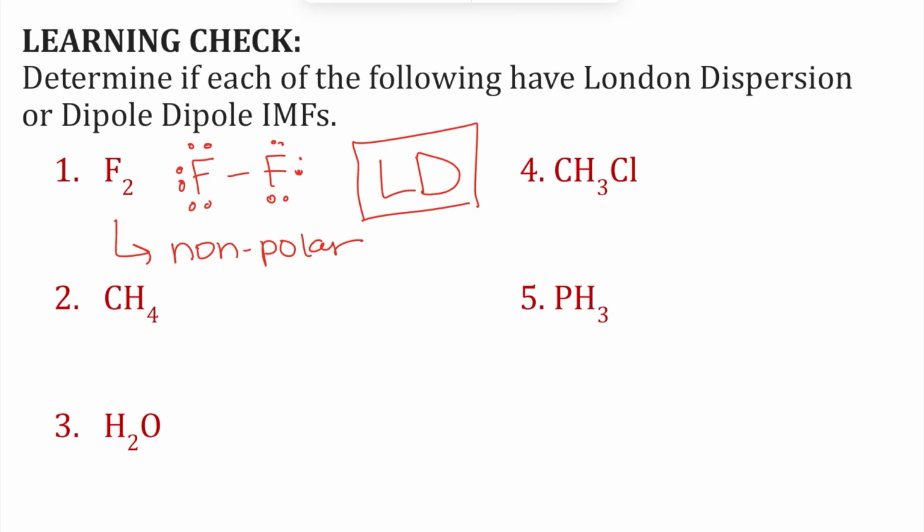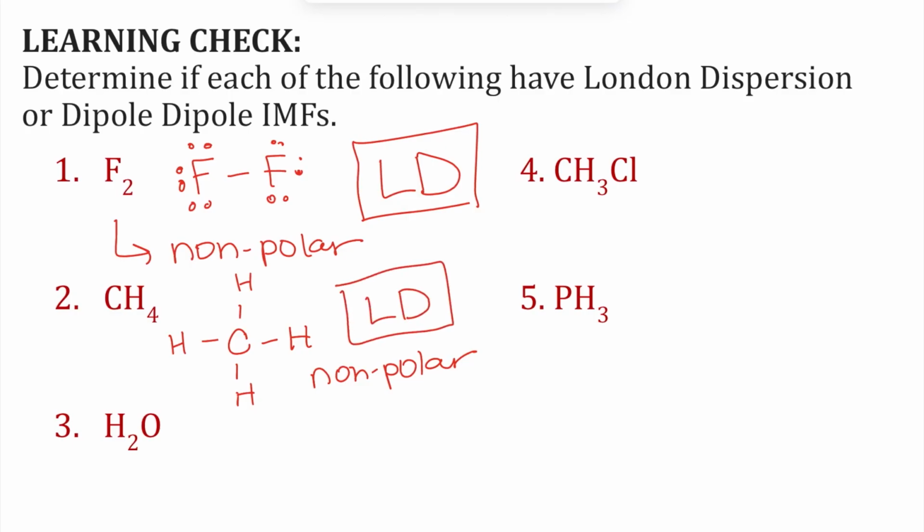CH4, we've drawn that one a couple of times. We've got carbon surrounded by those 4 hydrogens. And we also have determined before that that is nonpolar, meaning that London dispersion is going to be the IMF.